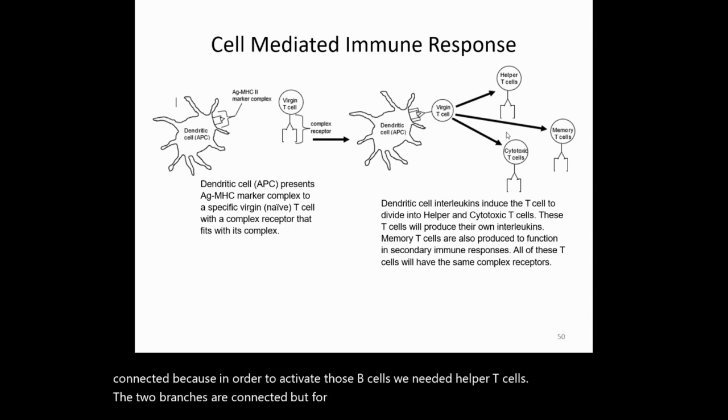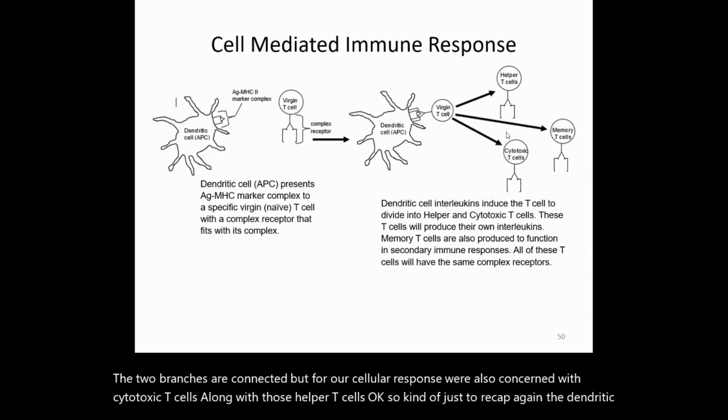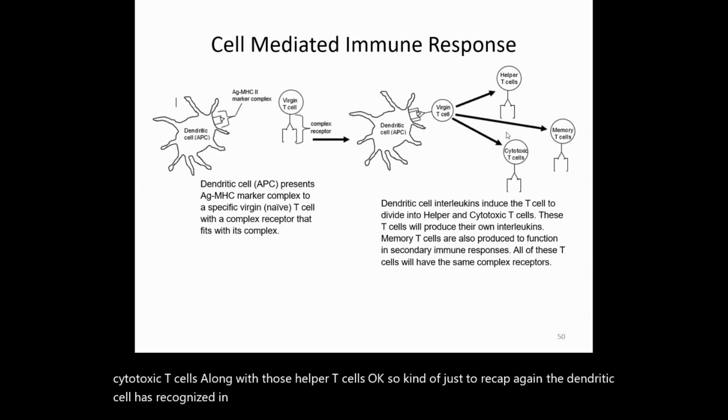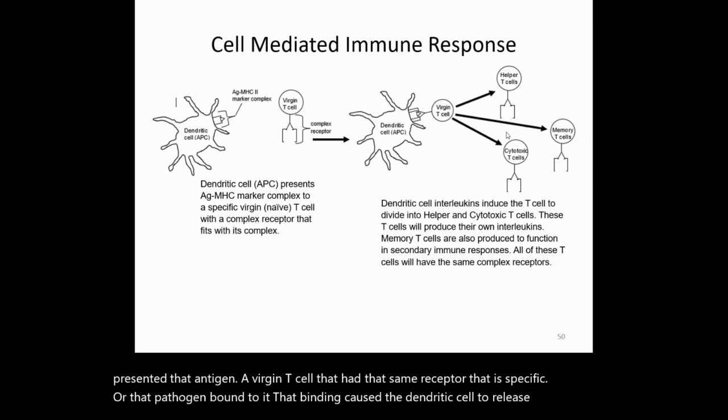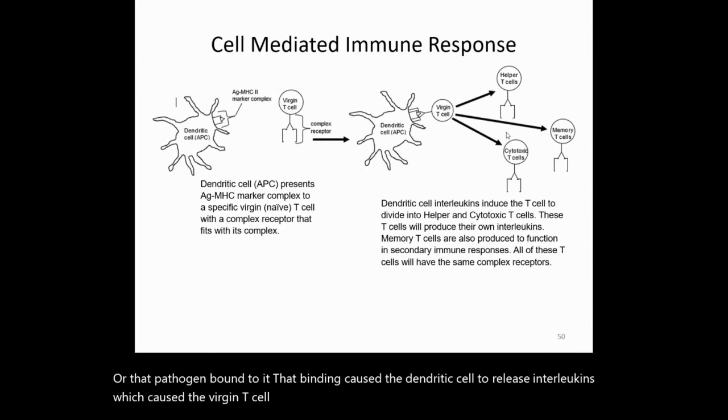But for our cellular response, we're also concerned with cytotoxic T cells along with those helper T cells. So to recap again, the dendritic cell has recognized an antigen, and then it phagocytosed the pathogen and presented that antigen. A virgin T cell that had that same receptor that is specific for that pathogen bound to it. That binding caused the dendritic cell to release interleukins, which caused the virgin T cell to become activated and start dividing, and it produced helper T cells, which then go and help out our humoral response.